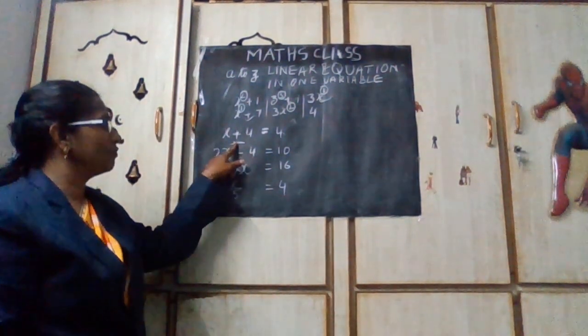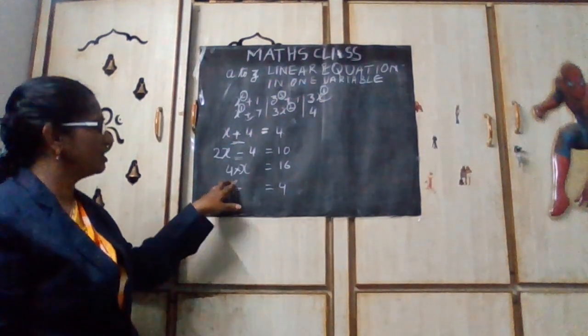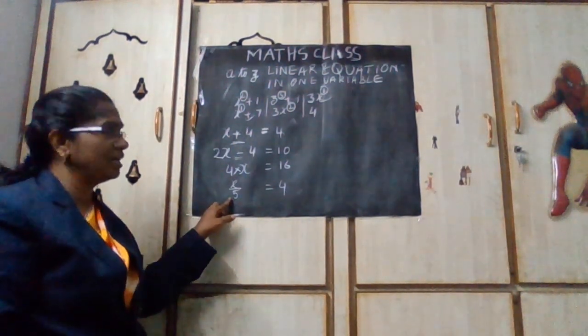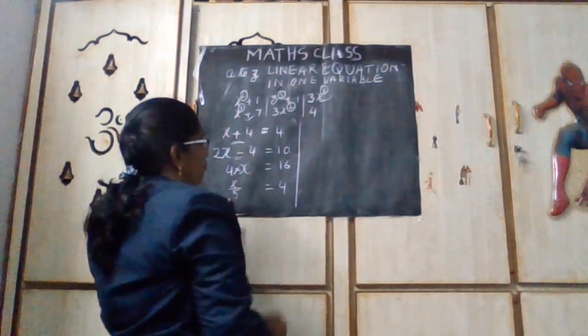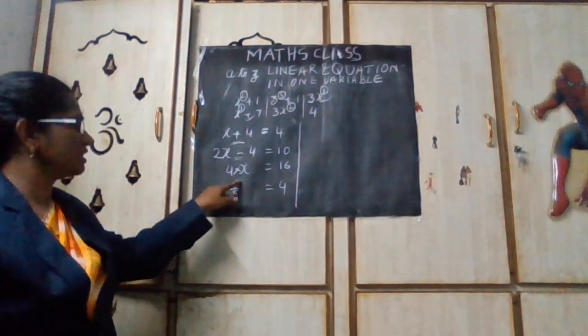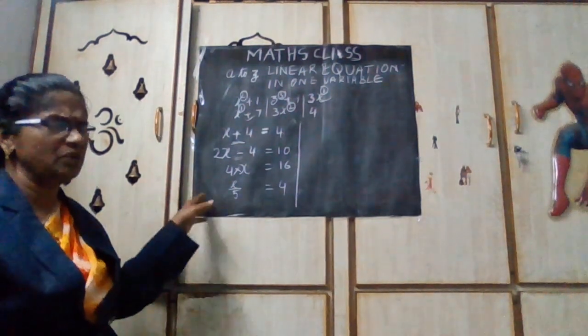One is addition, then subtraction, multiplication and division. Why have I taken these 4 different cases? You know, we have to find the value of the variable x. Generally we can take y, z, any variable you can take.